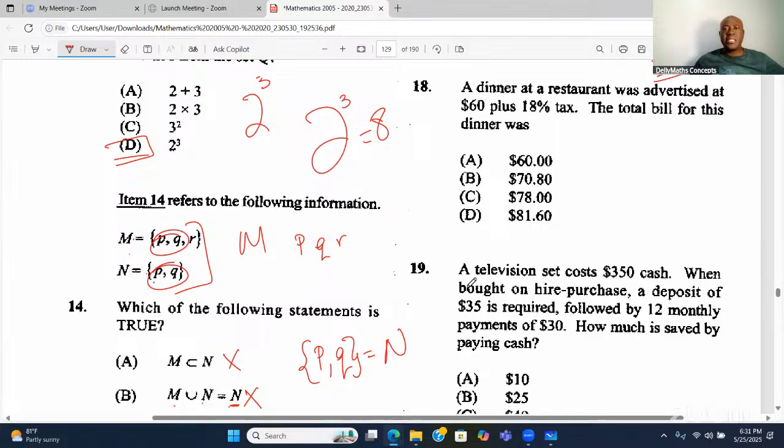Number 18 says a dinner at a restaurant was advertised at $60 plus $18 tax. The total bill for this dinner was what? All right. Let's see what you pick, everybody. Come on, let's see what you pick. Work it out.